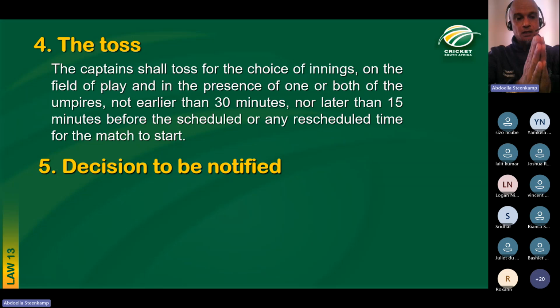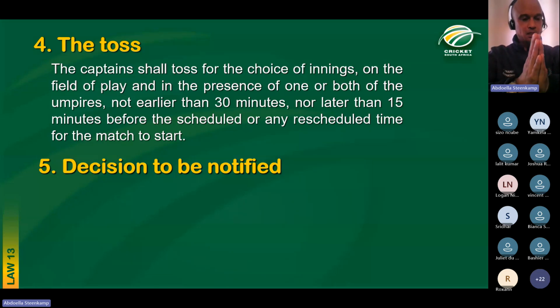Where does it need to take place? On the field of play. Anywhere on the field of play. So where's on the field of play? Anywhere across the rope. If you can visualize the boundary being a rope, as soon as you put your foot over the rope, you're inside the field of play. So the law tells us the toss can take place anywhere on the field of play. As long as it's inside the field of play, you can take the toss there.